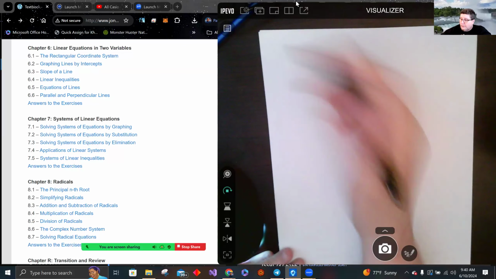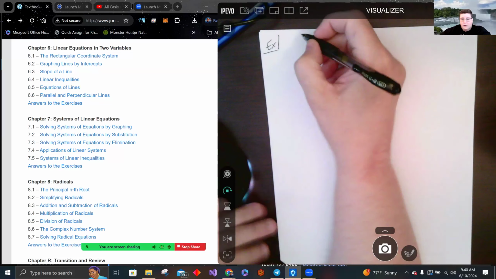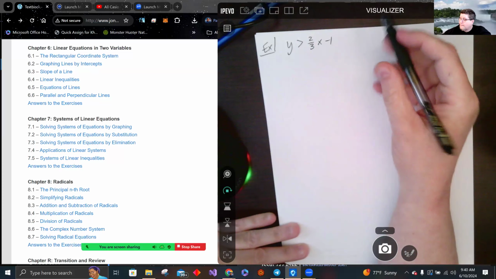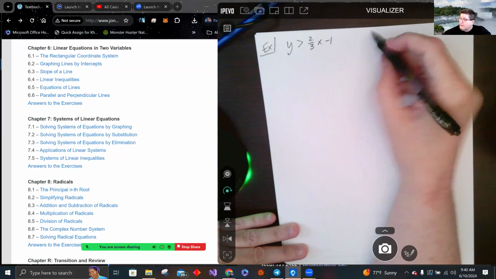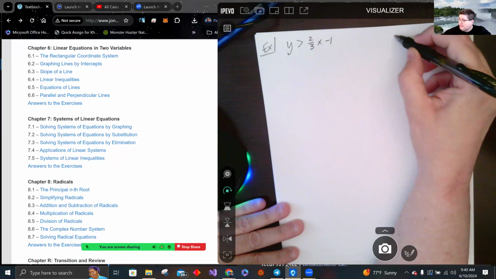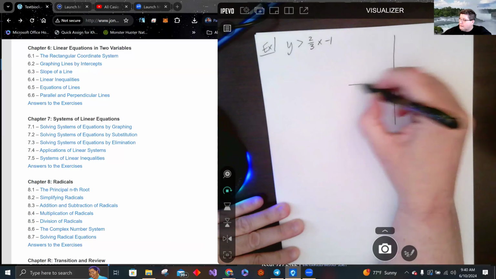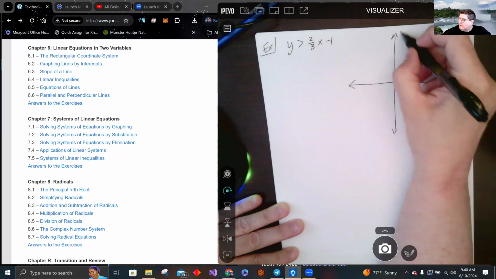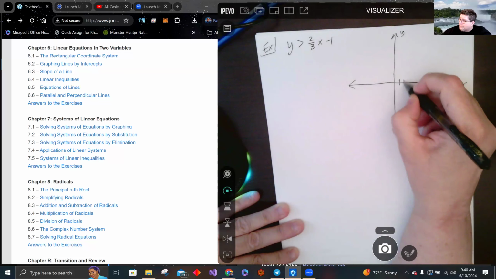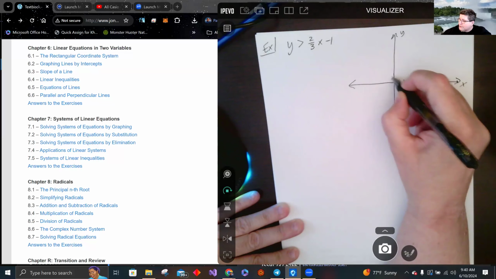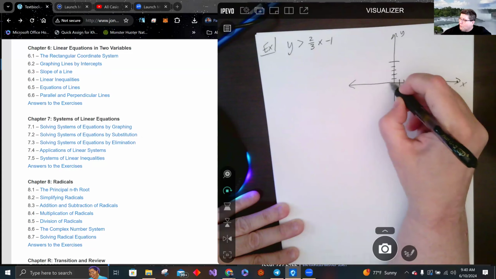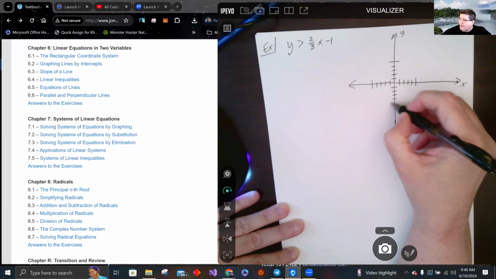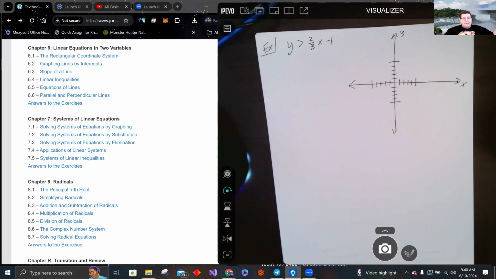So example 1. y is greater than 2/3 x minus 1. So we're going to graph this. Oh, one more thing I want to add to that last thing.